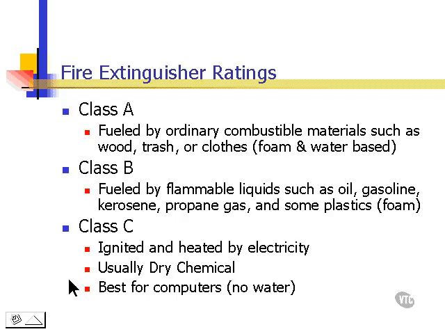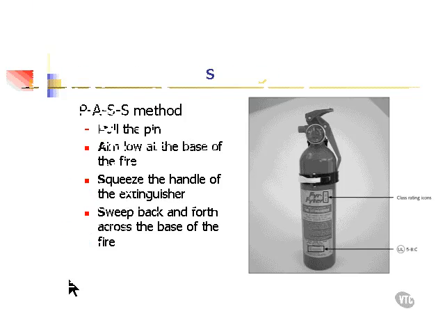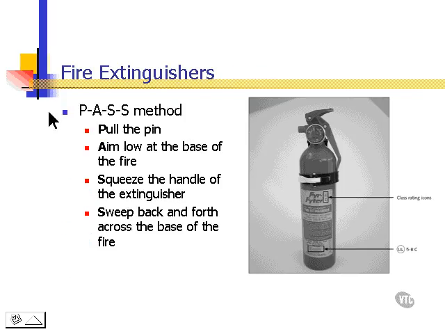A good way to remember how to put out a fire with a fire extinguisher is to remember PASS, the PASS method. In other words, pull the pin first, then aim low at the base of the fire. After you aim, then squeeze the handle of the fire extinguisher.